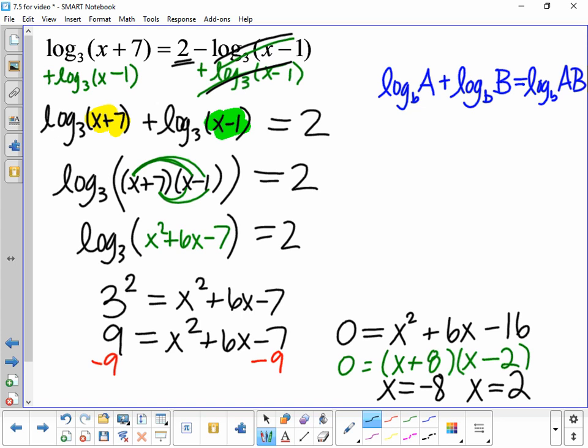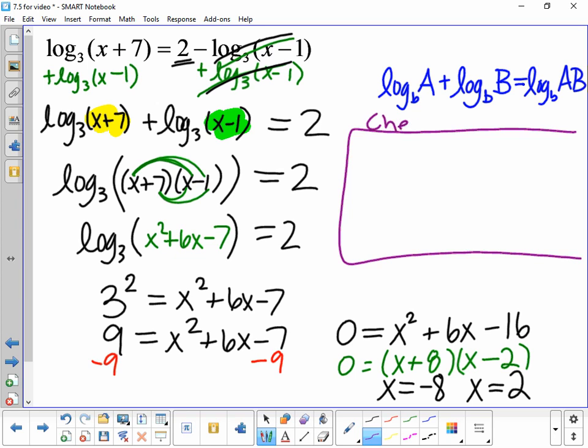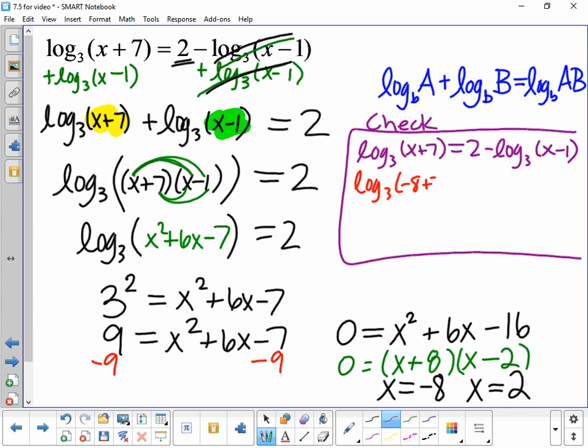But remember, when we have logarithmic equations like this, we have to check our answers to make sure that they work. Our original equation was the log base 3 of x plus 7 equals 2 minus log base 3 of x minus 1. If we substitute in our value negative 8 here, and this could be a mental check, you wouldn't need to write it out.